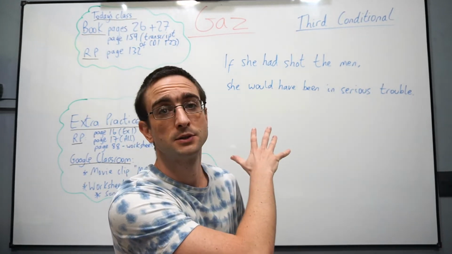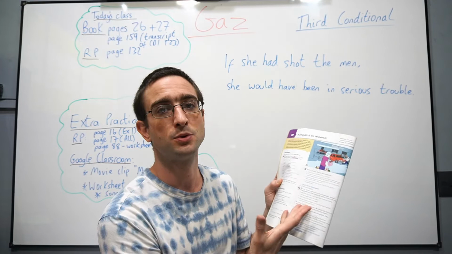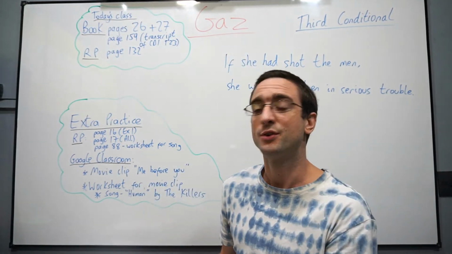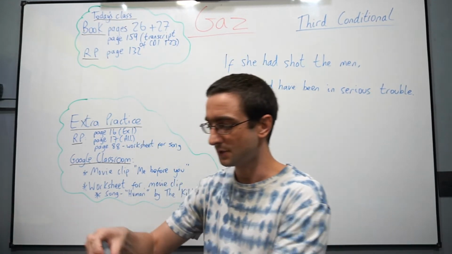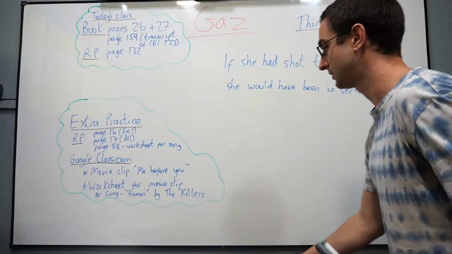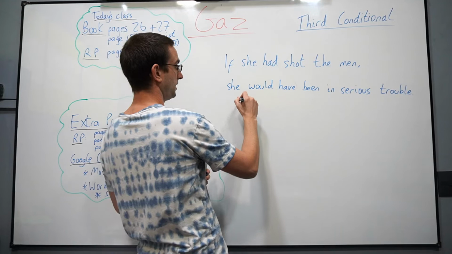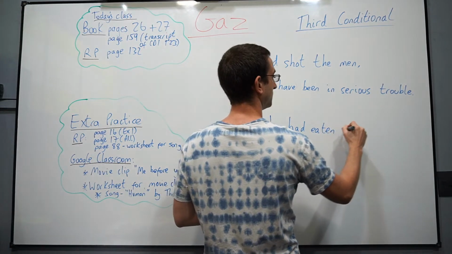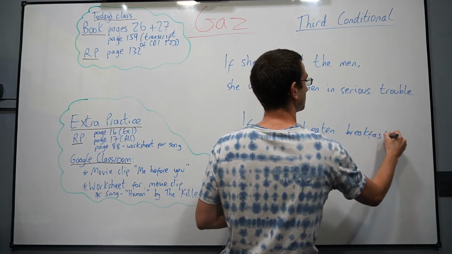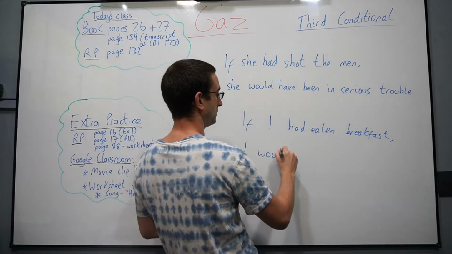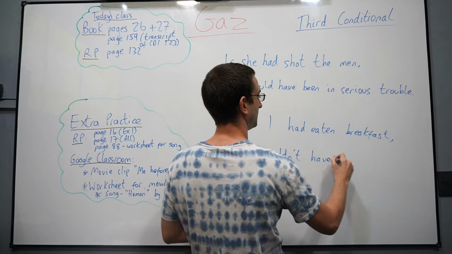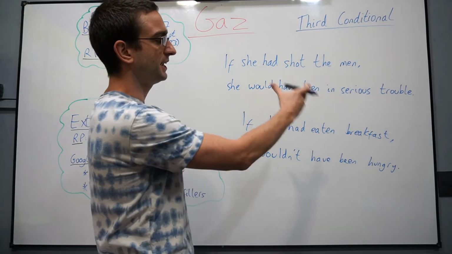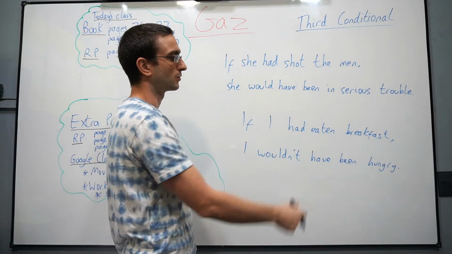I've got an example here from the book. I'm going to use this example to examine this structure a little bit to help you understand. But before we get into that, I'm going to give you a couple of other examples for us to work with. Let's see. If I had eaten breakfast, I wouldn't have been hungry. If I had eaten breakfast, I wouldn't have been hungry.